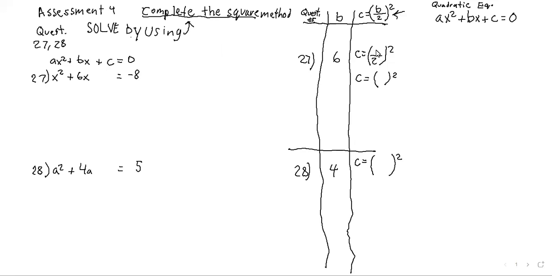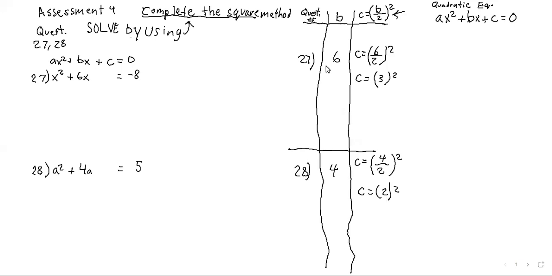So c equals b over 2, squared, where b is 6. And for the other one, c equals b over 2, squared, where b is 4. Now we're going to see if we can simplify these amounts inside the bracket to a whole number. Well, 6 over 2 does give you 3, so we can simplify that. If we couldn't simplify it, we would just leave it as is. For the second, we can also simplify that c value: 4 over 2 gives us 2, squared.